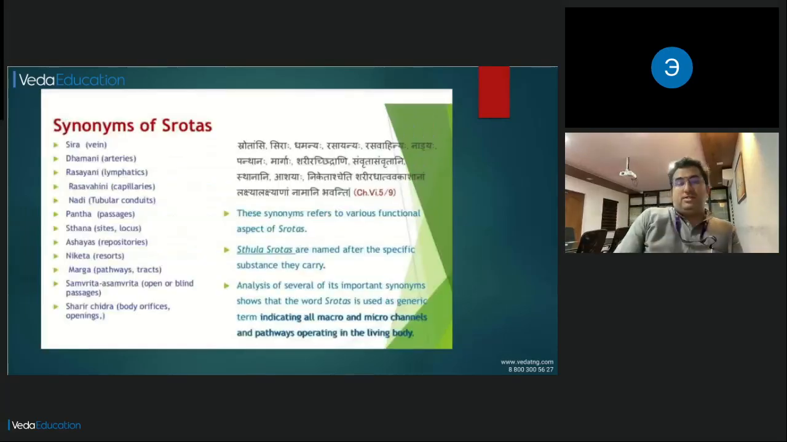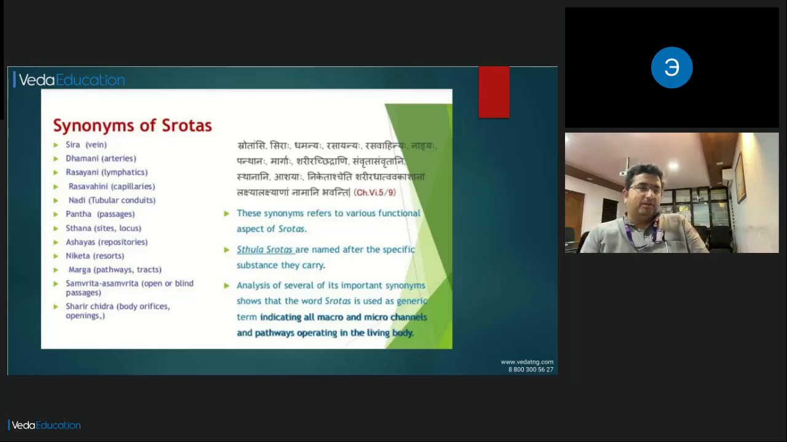And when we look into the synonyms of Shrotas, there are so many words written as synonyms of Shrotas. For example, Sira, Dhamani, Nadi, Ashaya. There are so many synonyms used for Shrotas, or I can say many times these words are used interchangeably. In the general sense, Sira means vein and Dhamani means arteries, but you can see in the classical textbooks themselves, sometimes Shrotas are called Sira, Dhamani, etc.